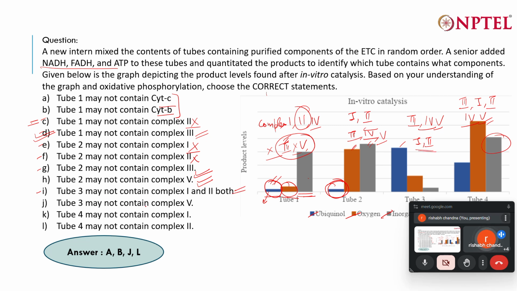Then tube 3 may not contain complex 5. No, this is incorrect. Okay. So tube 4 may not contain complex 1. No, this is false. Then tube 4 may not contain complex 2. This is also false. So the correct statements would be A, B, then J and L are false. Then we have D, G, H, and I. So these statements are actually correct.